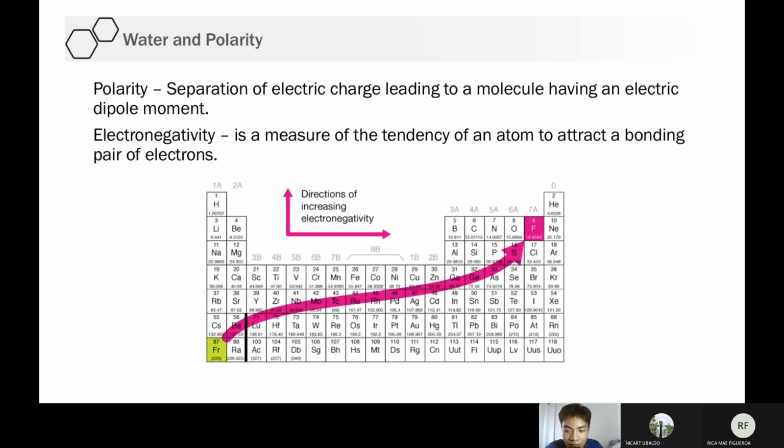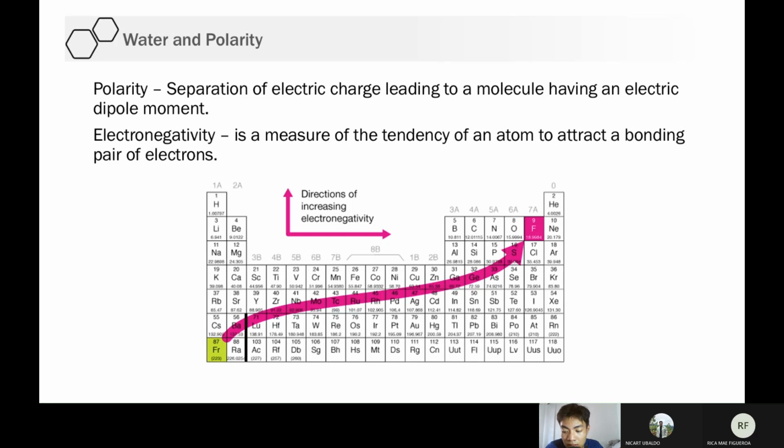Ano pa yung factor? Bakit iba-iba yung IMFA at bakit din may polarity? Ang sagot dun ay yung electronegativity, no? So when we say electronegativity, this is a measure of your atom's tendency to attract electrons towards itself, no. So ito yung tendency ng atom, hilahin yung electrons towards itself, no.